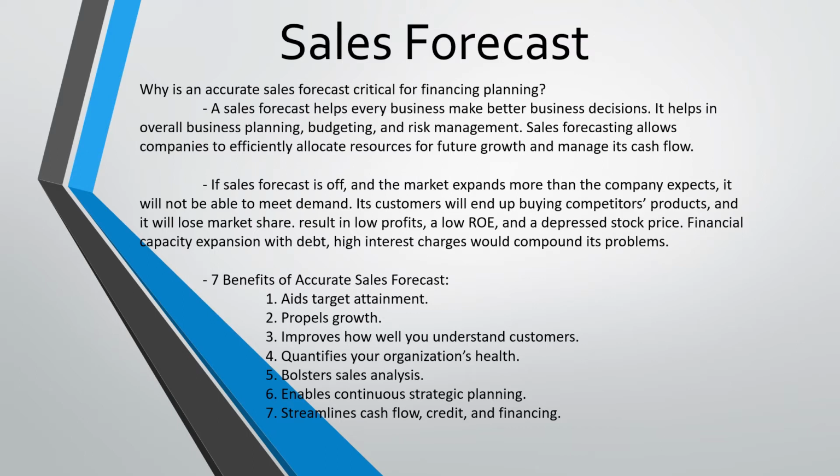So just for example, if the sales forecast is off and the market expands more than the company expects, it will not be able to meet demand. So its customers will end up buying competitors' products, and it will lose market share, and this also results in low profits and low ROE, and may also affect the depressed stock price. So financing capacity expansion with debt at high interest rates would compound its problem.